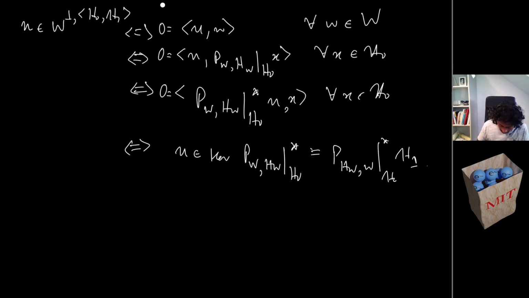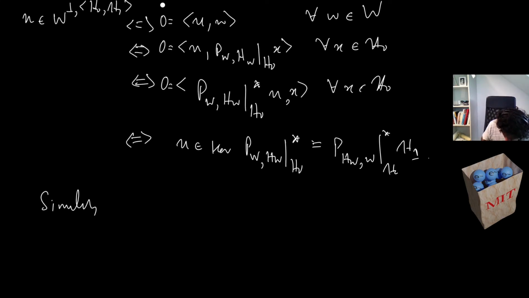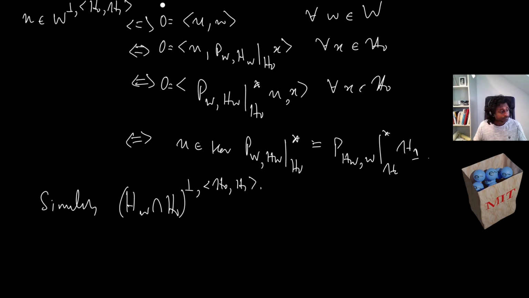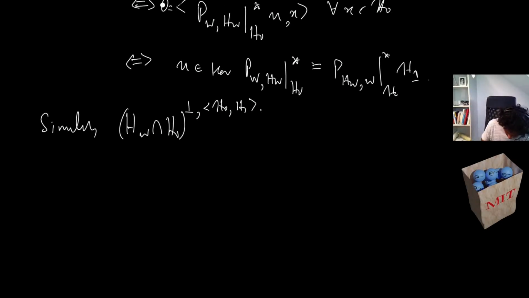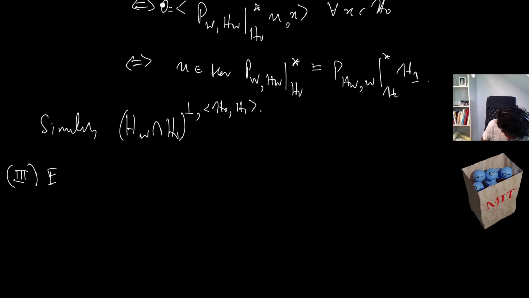Okay, and similarly for HW intersect H naught perp. Okay. So in the interest of time, I think I'll leave the third point as an exercise. But a hint is that if you have a U in H1, there exists a sequence U_N in H0.